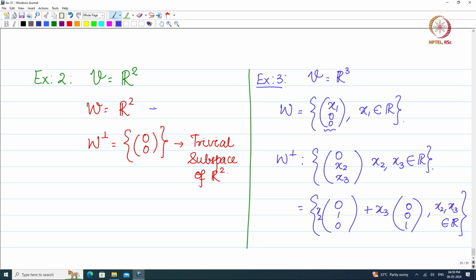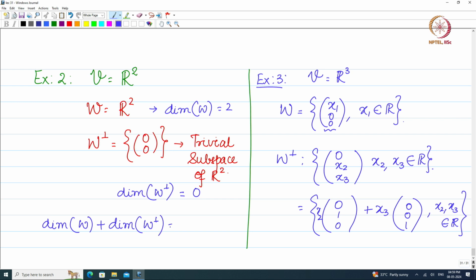For example, you look at this, W is R2. So what is the dimension of W? Dimension of W is 2. Now what is the dimension of W perpendicular? It is just the dimension of the trivial subspace. We know the dimension of the trivial subspace is basically 0. So what do we see? We see this: dimension of W plus dimension of W perpendicular is equal to dimension of V.